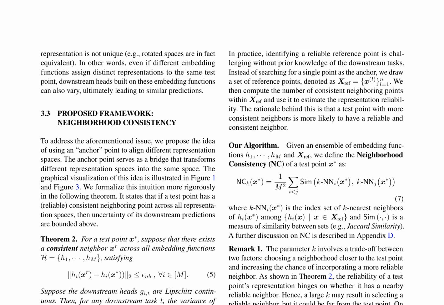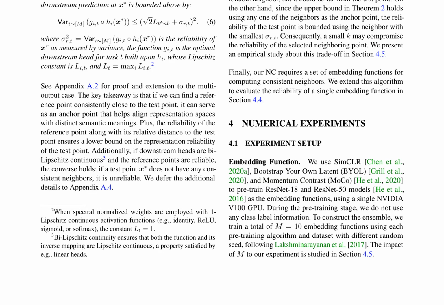The key takeaway is that finding a reliable reference point consistently close to the test point can serve as an anchor point, aligning representation spaces with distinct semantic meanings. The reliability of the reference point and its relative distance to the test point ensure a lower bound on the representation reliability of the test point.